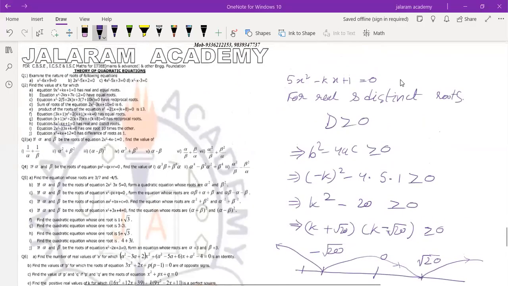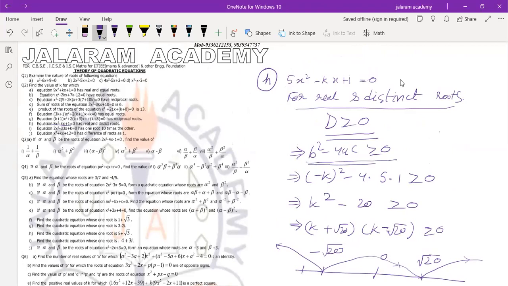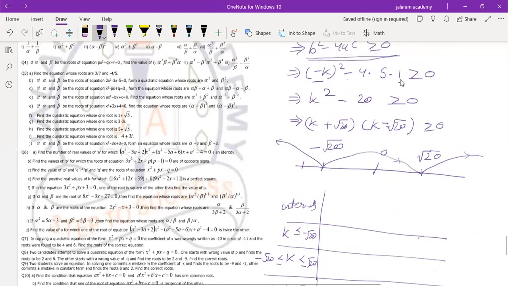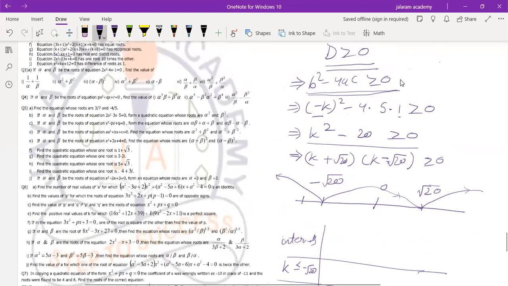Whenever 5k square minus kx plus 1 equals to 0 has real and distinct roots, we know that the discriminant is greater than or equal to 0. The discriminant b square minus 4ac is greater than or equal to 0. Now the value of b is minus k, so minus k whole square minus 4 into the value of a, which is 5, into the value of c, which is 1, is greater than or equal to 0. It implies k square minus 20 is greater than or equal to 0.